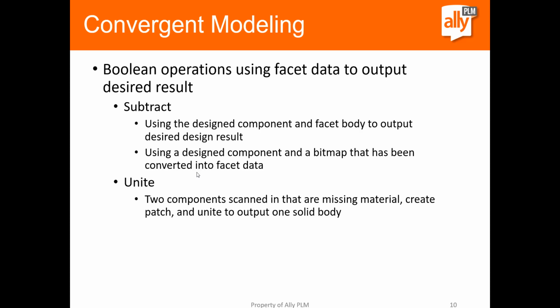Another Boolean operation known as unite, we're going to look at two components that have been scanned in from the field that are missing material. We will then locate these components back to the original position, create a patch over the missing material, and then unite the body as one solid body.